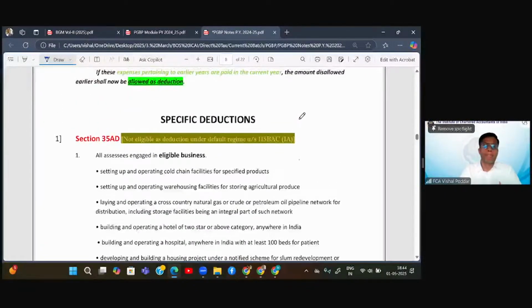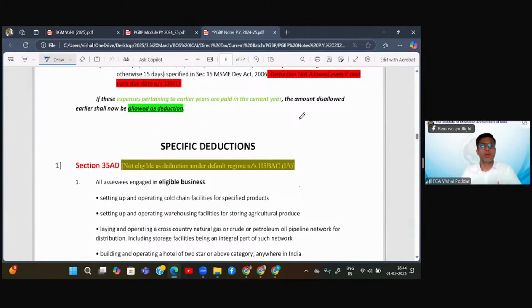Okay. Now I have to explain to you another important section, 35AD, but before I go to that section, let me explain something else. What is this something else? There is a concept called terminal depreciation, and there is a concept called balancing charge.